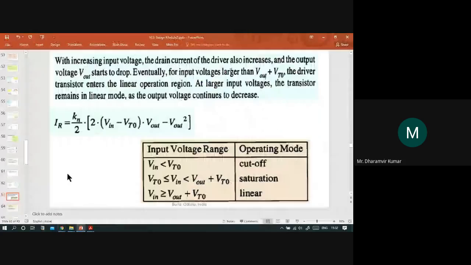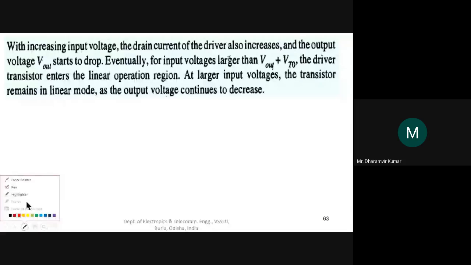The drain current will increase through the driver, and the output voltage V out will start to drop, right? And eventually, for input voltages larger than V out plus Vt naught, the driver transistor will enter into linear region of operation. So when we keep on increasing the value of input voltage, the device will enter from saturation to linear mode of operation.